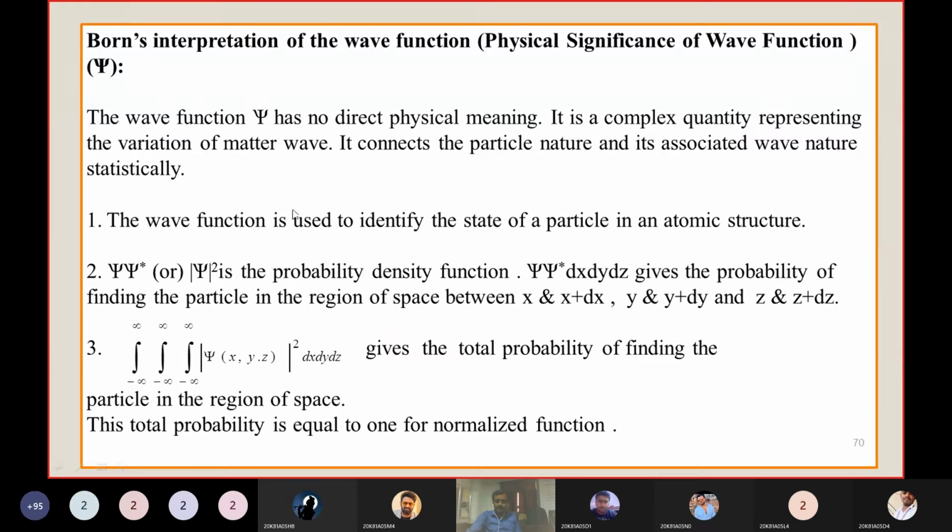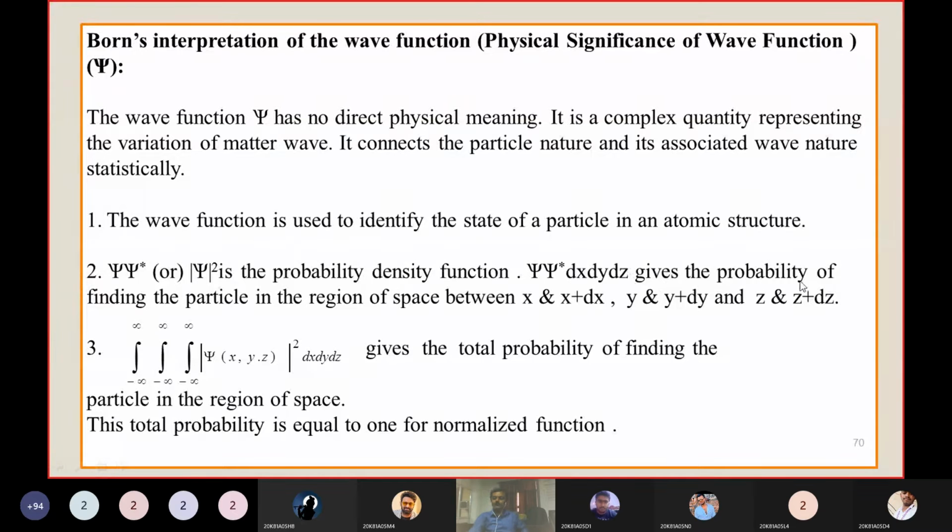See here, psi star psi dx dy dz. These are the x coordinate, y coordinate and z coordinate. The multiplication of dx dy dz gives a particular volume. If you take only dx, that gives the position, in one dimension. If you take dx dy, it gives the area, in two dimensions. If you take three dimensions, we take dx dy dz. This gives the volume of the system.